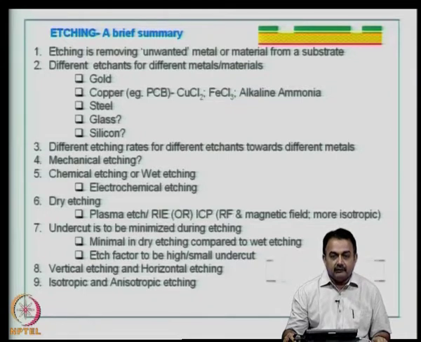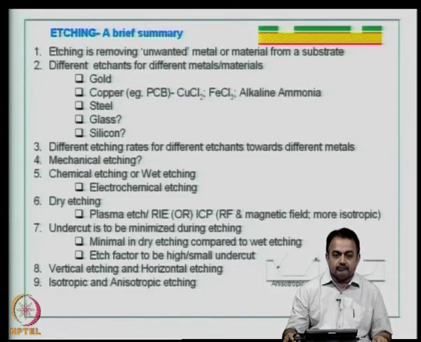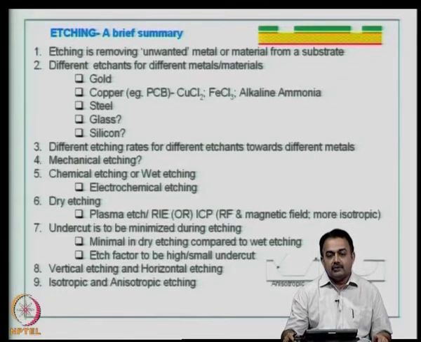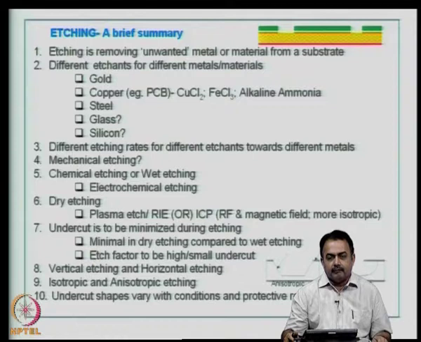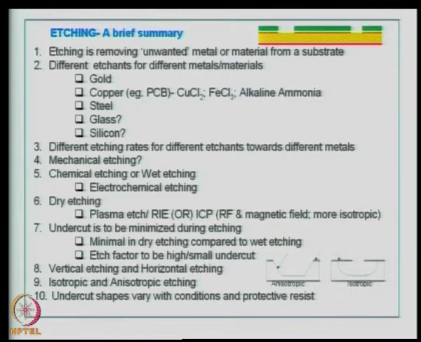Isotropic and anisotropic etching, you see in this particular figure here at the right, an example of anisotropic etching and isotropic etching. So, isotropic etching has good control, in terms of the smaller undercut that you can observe, whereas in anisotropic etching the rates are different at different areas compared to isotropic etching. Undercut shapes vary with conditions and protective resist. So, you have to be a very keen observer if you want to look at the undercut.